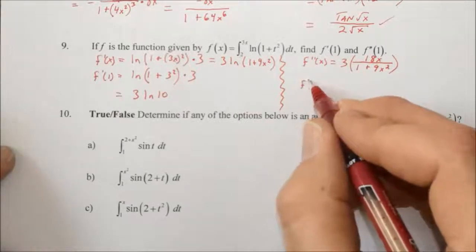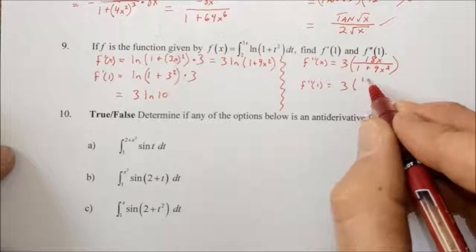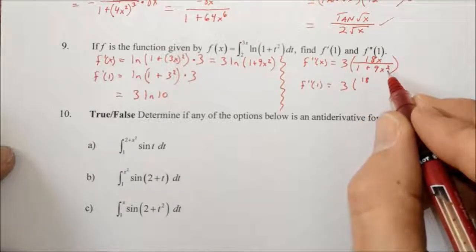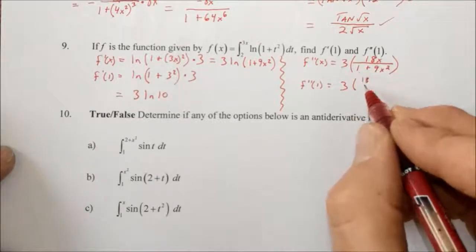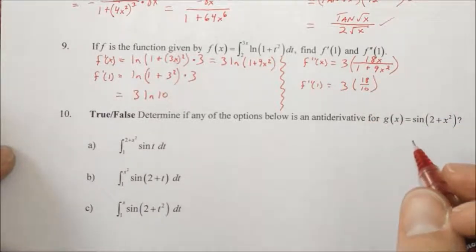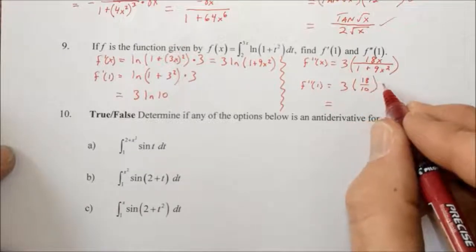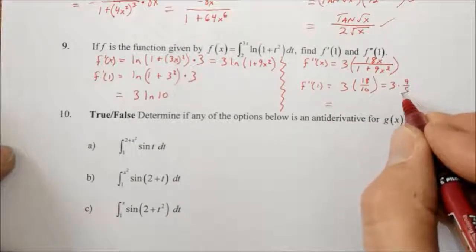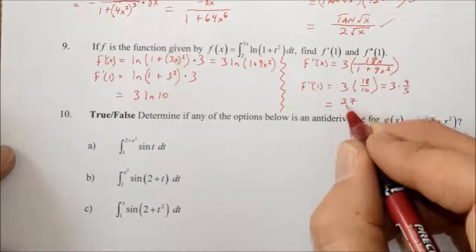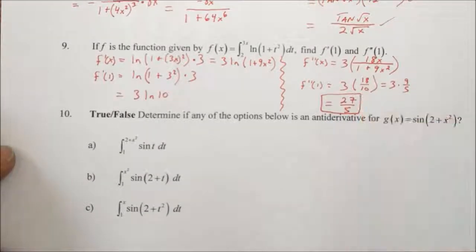Again, we need to find f double prime of 1. So we have 3, 18 times 1 is 18, 1 squared is 1, times 9 is 9, plus 1 is 10. So we have 3 times 18 over 10, and that's the same thing as 3 times 9 over 5. So we're looking at 27/5 as a simplified answer.